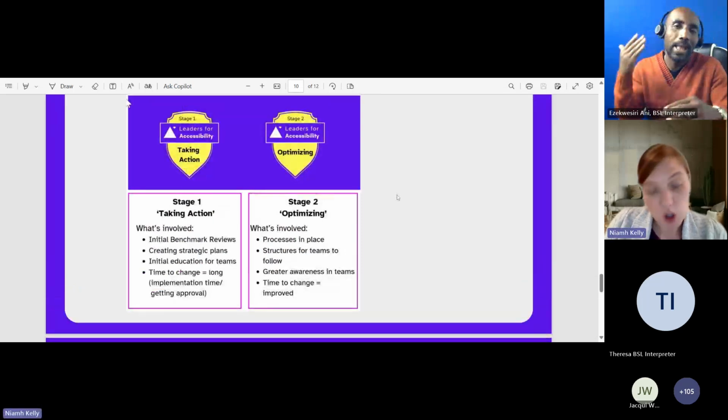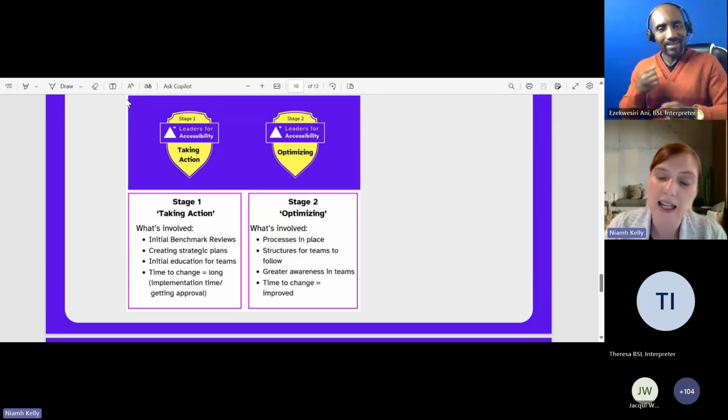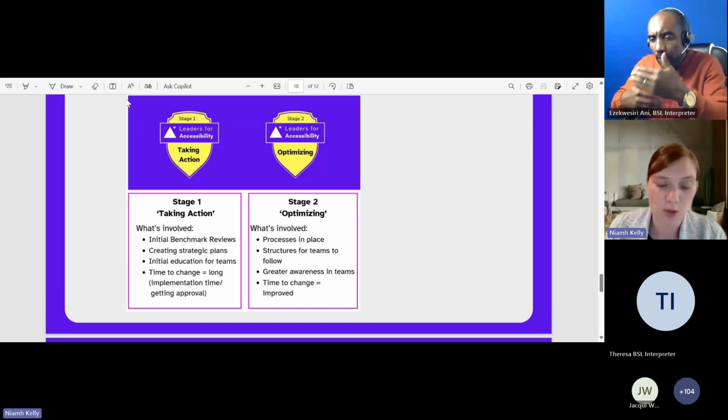Moving into stage 2 means you're optimizing. Okay, we've done our initial reviews. We know where our limitations are. We know what we have to put in place. And now we've started to create our roadmap.